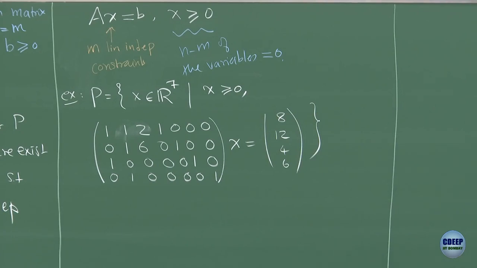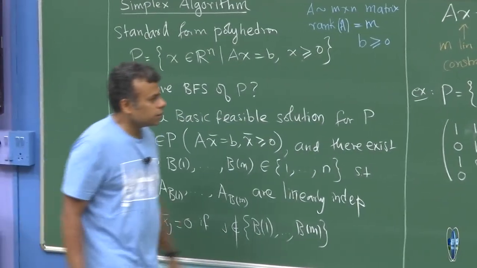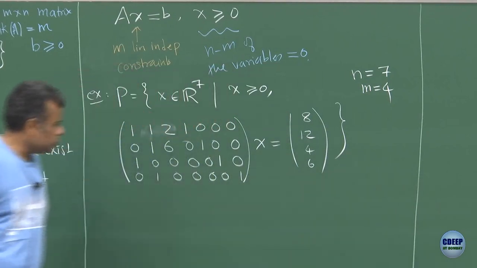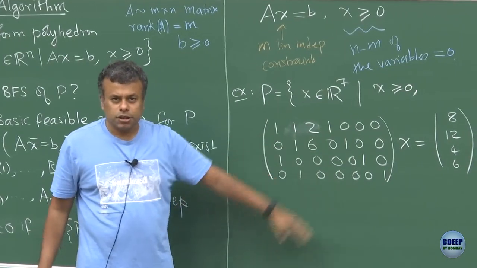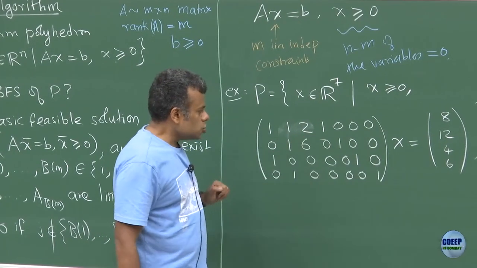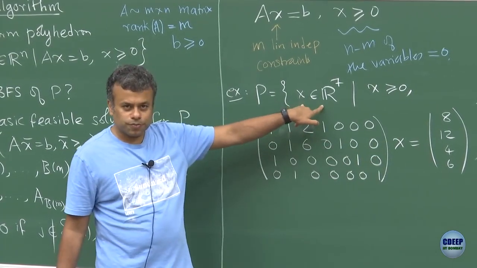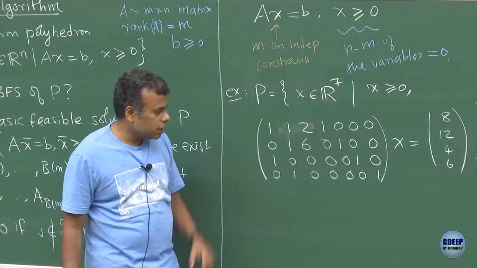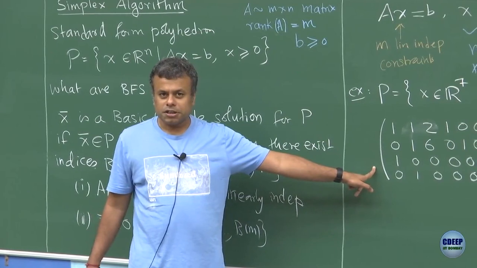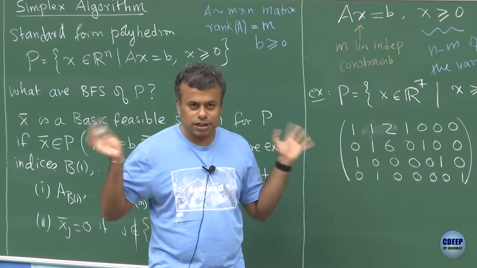And now let's try to find some basic feasible solutions for this polyhedron. Right. So what do you want here? And now you can check that the rank of this matrix is 4, right? Why is that? Because there's a very nice identity matrix sitting here. So clearly the rank is 4. So from this you already get 4 linearly independent constraints. Now what you want are 3 more, right? So what you do is you find 4 linearly independent columns of this matrix, set the other variables equal to 0, and that's how you're going to get the basic feasible solution.